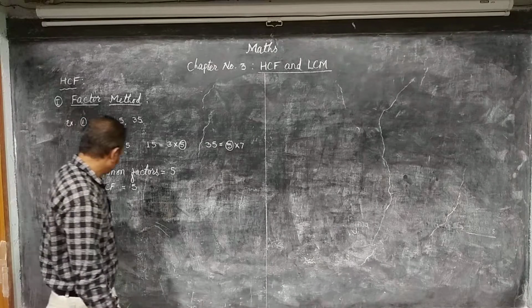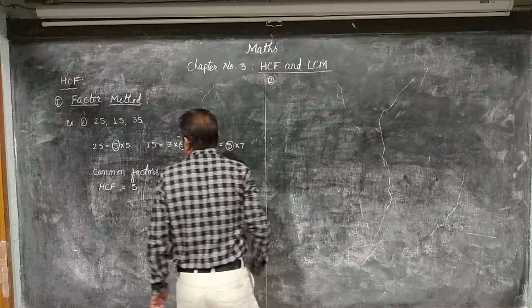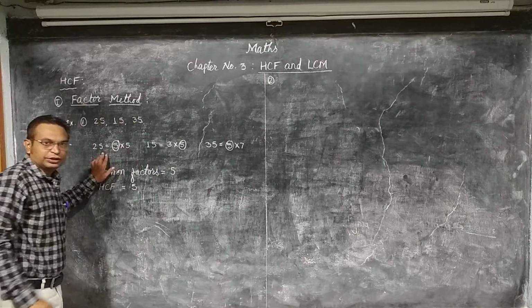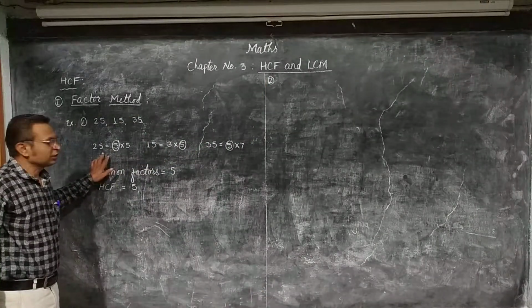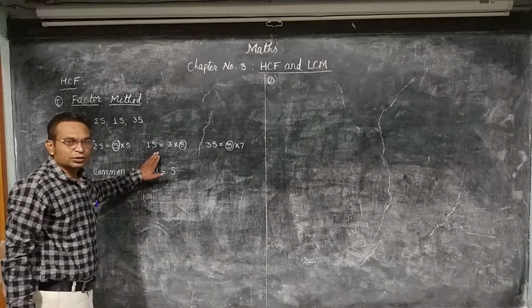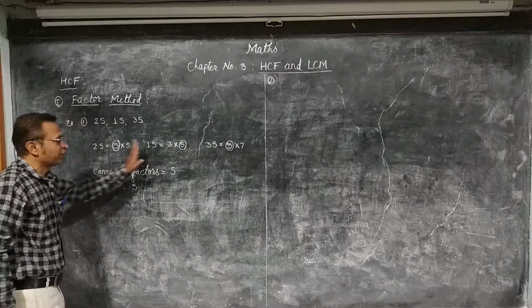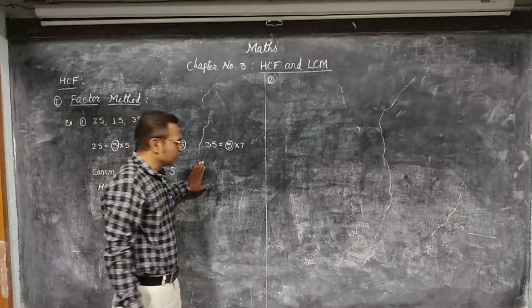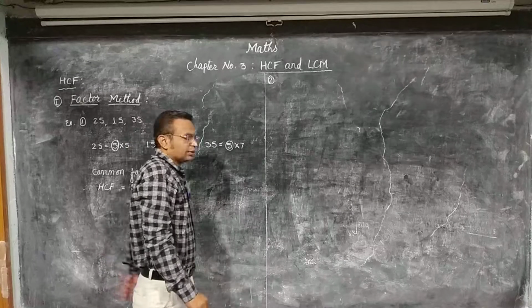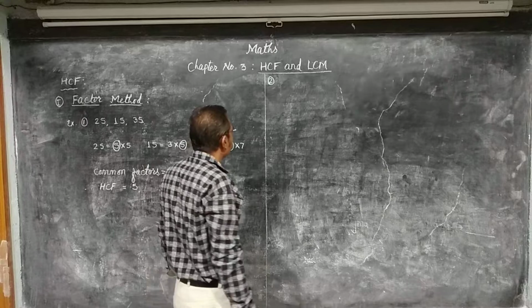Now, the second example we will see. Are you getting this? It is very easy. In the last video we found the prime factors of two numbers. Here we find the prime factors of the three numbers and find the common factors in the three numbers. And that is the HCF of the given three numbers.